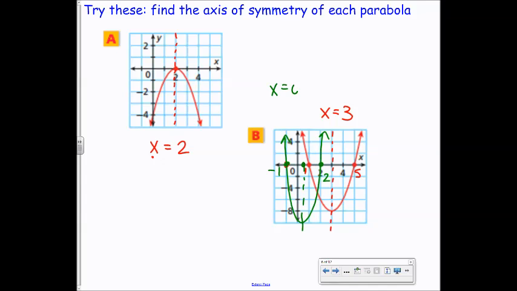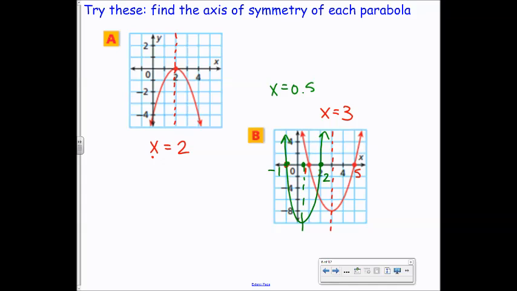Okay? How could you figure that out if you don't know off the top of your head that it's 0.5? What could you do with these two numbers? Add them and then divide by 2, because you're looking for the halfway point. So if you add them and divide by 2. So 2 plus -1 is 1. 1 divided by 2 is 1/2.